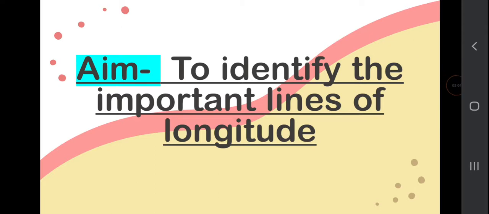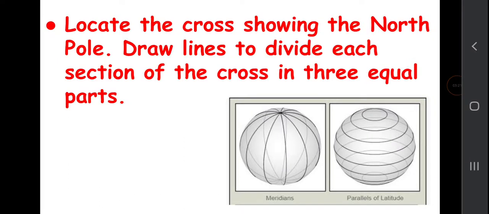Now, we will draw some lines. You can draw it on a ball or in your notebook. On a ball, you will get a 3D representation, or if you don't have any ball, you can also draw it in your notebook. So, first you need to draw a cross and locate the cross showing the North Pole. Draw lines to divide each section of the cross in 3 equal parts. There will be 4 lines in a cross, so you need to divide every line in 3 equal parts.